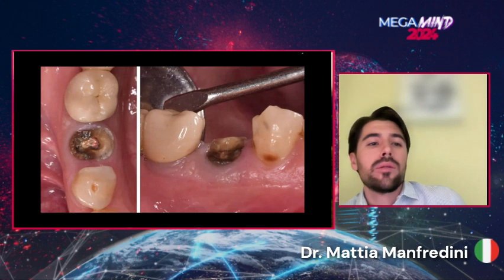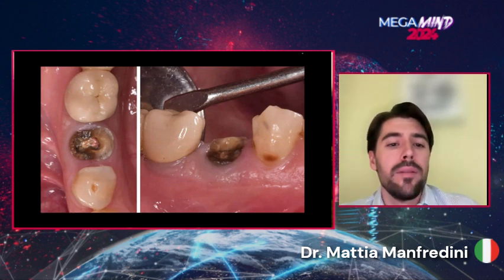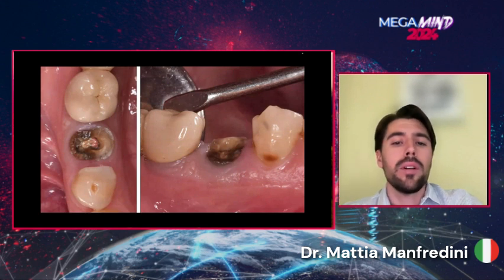Here is an illustrative case. You can see the root of the element 45 in a patient who is affected by severe hemophilia type A and requires the rehabilitation of the 45 element.